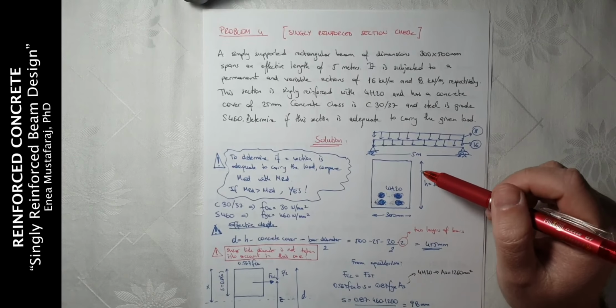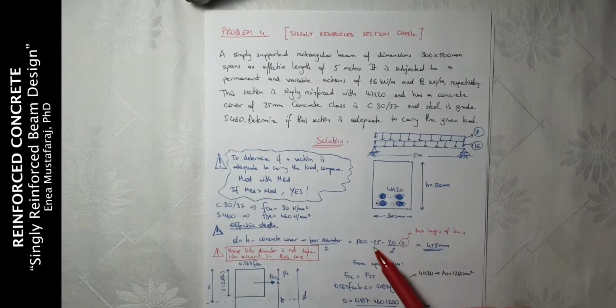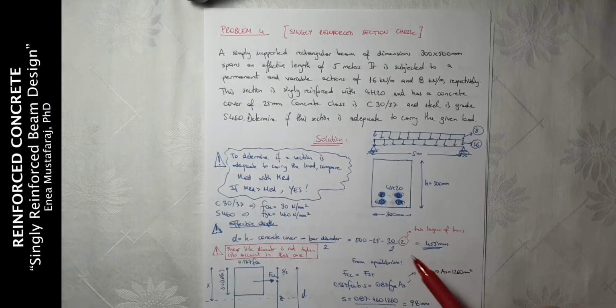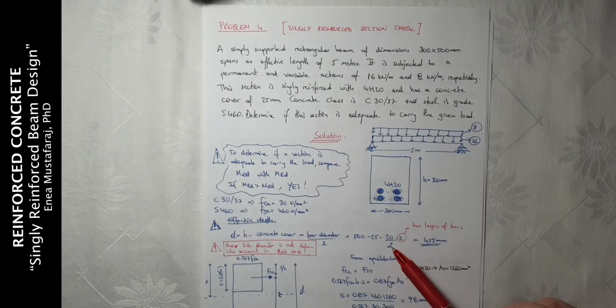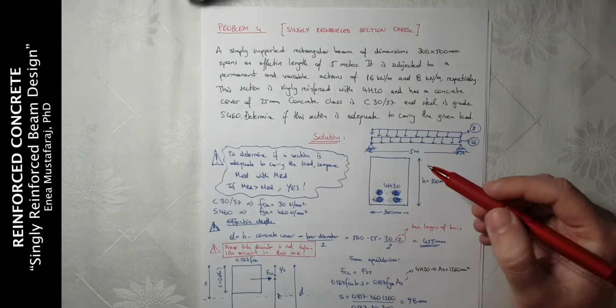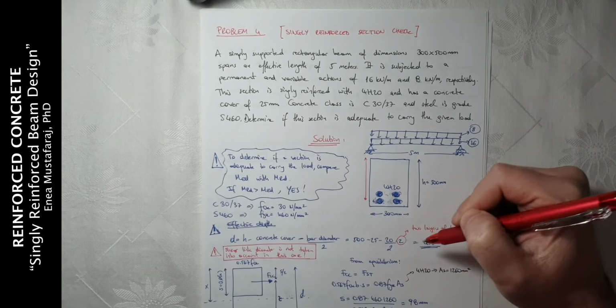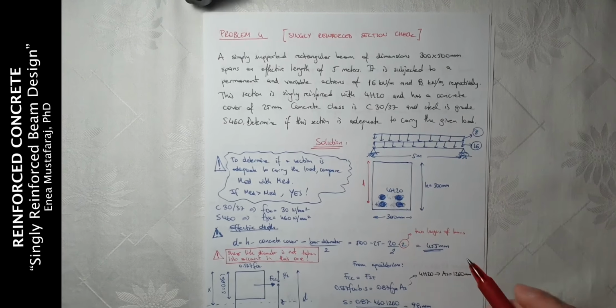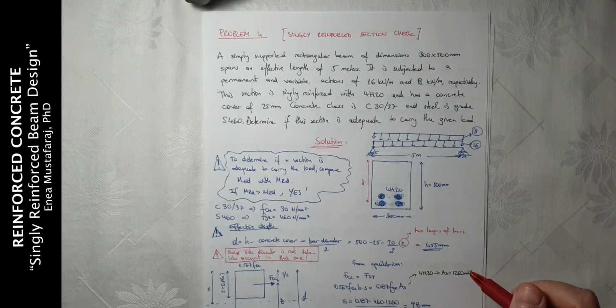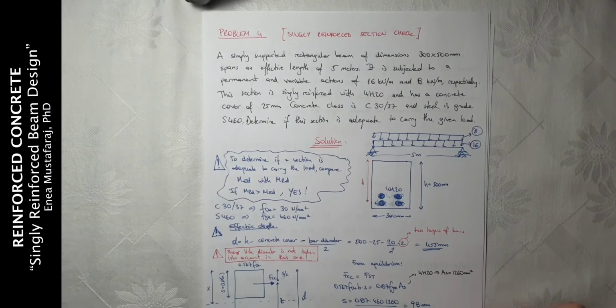Okay, so there is no need to confuse it with other problems. If we make the calculations, we have the height, which is 500, concrete cover was 25, and bar diameter was 20 divided by 2. But here be careful, the effective depth will be in the middle of these 2 layers. That's why we have multiplied it by 2, because we have 2 layers of bars. And the effective depth will be 455 millimeters.